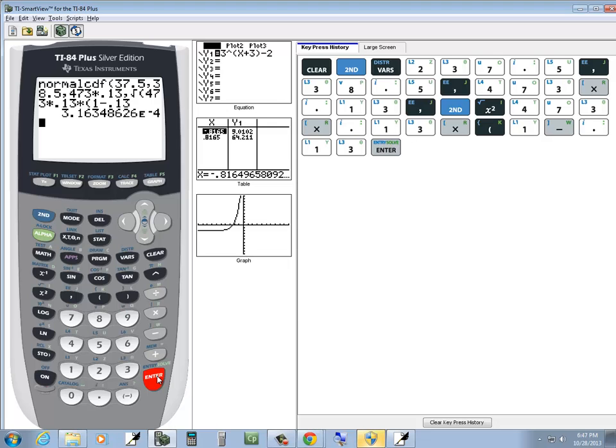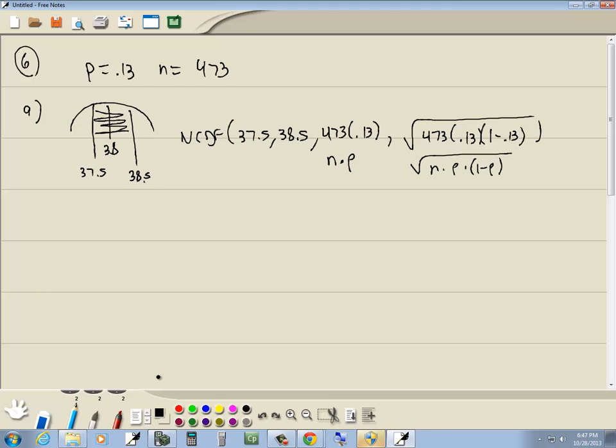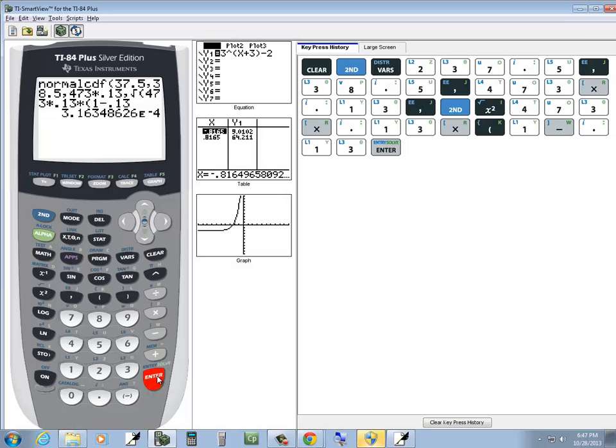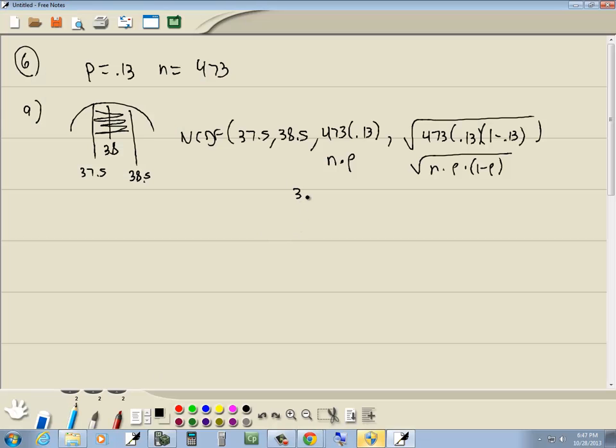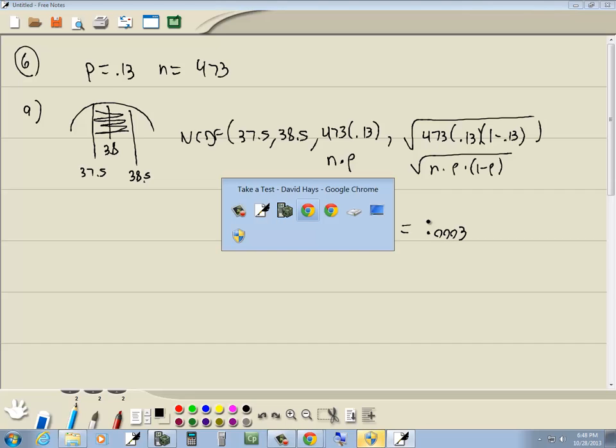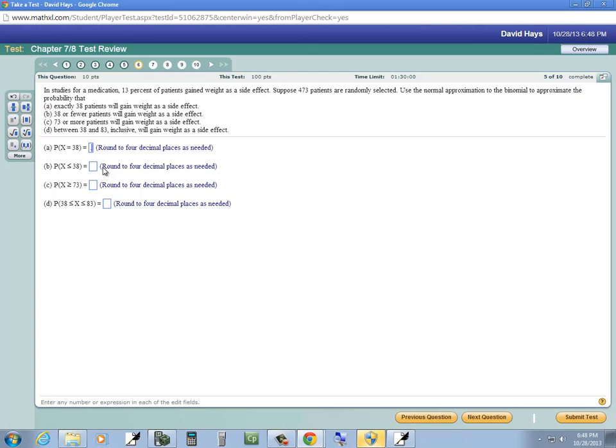That's kind of a strange answer. 37.5, 38.5, 473 times 0.13, yeah. Square root of 47 times 0.13 times 1 minus. Okay, now how do you interpret that? That's 3.16 e to the negative 4. This is scientific notation. It means I moved my decimal place 4 places to the left. So 1 there and then 3 zeros. So that's what equal to. And then rounded to 4 decimal places, that'll be 0.0003. So 0.0003.